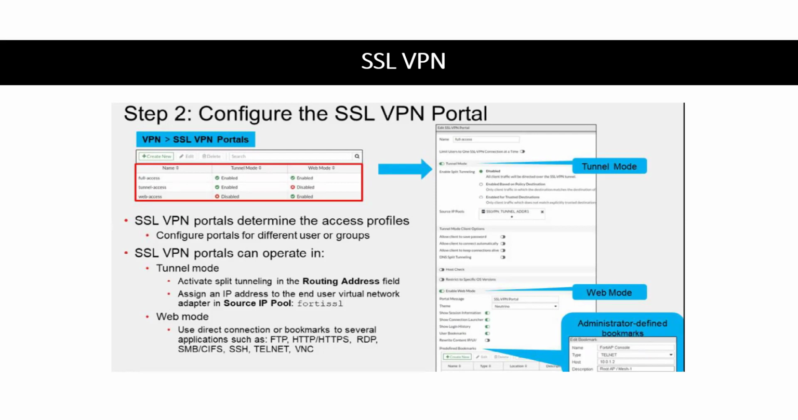You would assume that when you enable split tunneling and choose the option enabled based on policy destinations, it would enable access to those networks. That is incorrect. You would actually have to configure what networks your SSLVPN end users have access to in the portal by setting the routing address, and then we'll go over how to do that.